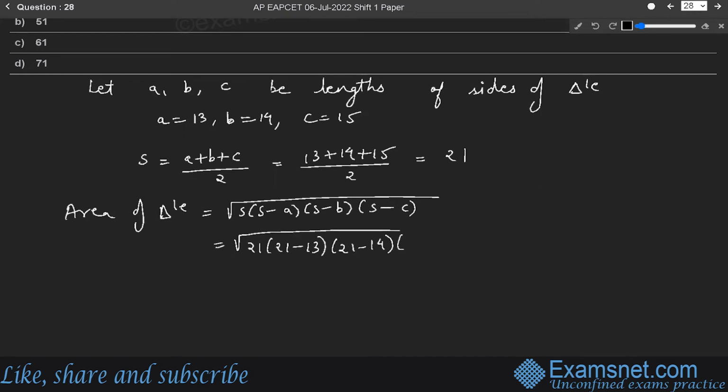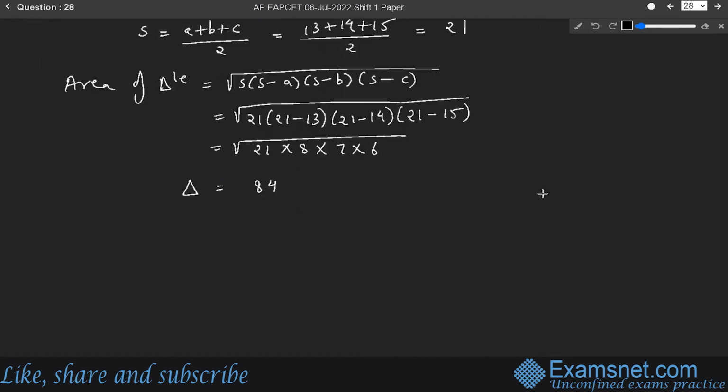On putting the values, it will be the square root of 21 into (21 minus 13), (21 minus 14) and (21 minus 15). So it will be equal to the square root of 21 into 8 into 7 into 6, which is equal to 84. This is the area, denoted by delta. If delta is equal to 84, then we know that the inradius is given by delta upon s. So it will be 84 upon 21, which is equal to 4. Therefore, capital R will be equal to abc divided by 4 into area.